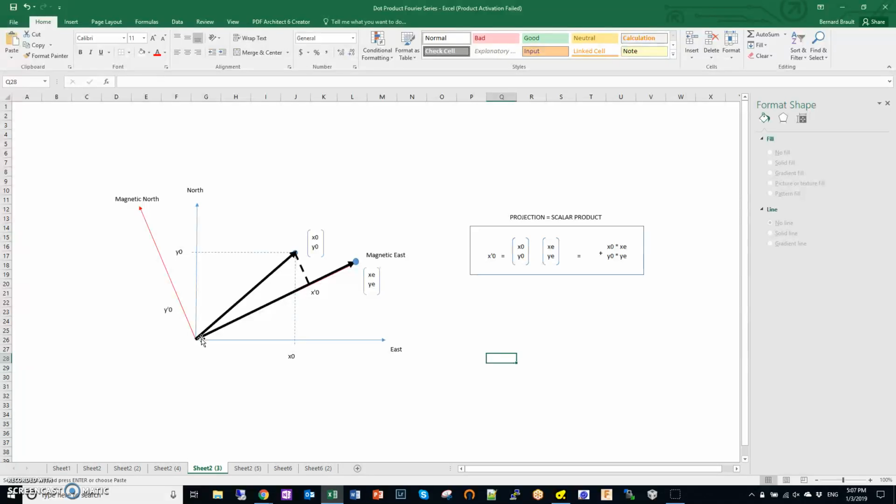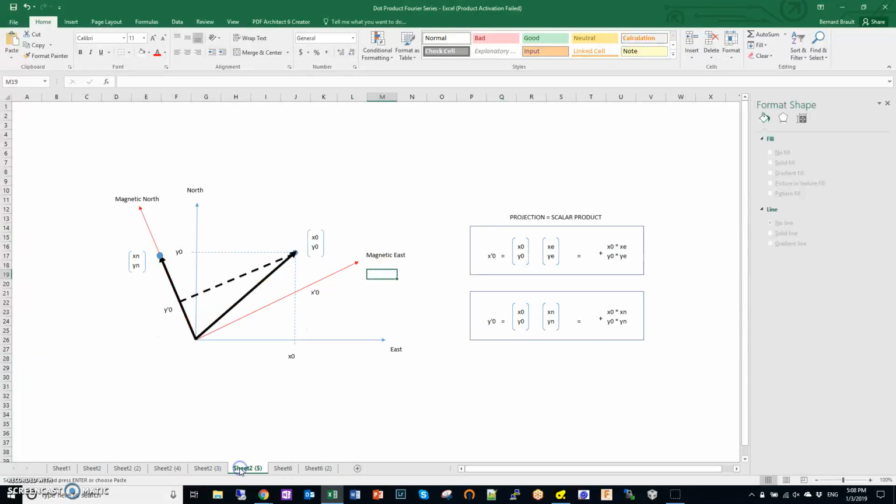Okay. Now the next thing is you want to look at the y-axis, the y component. Well, it's exactly the same way. But the way you calculate the y component is, this time around, we're going to look at the projection of our original vector onto the y-axis, the new magnetic north axis, right? And that's about the trick.